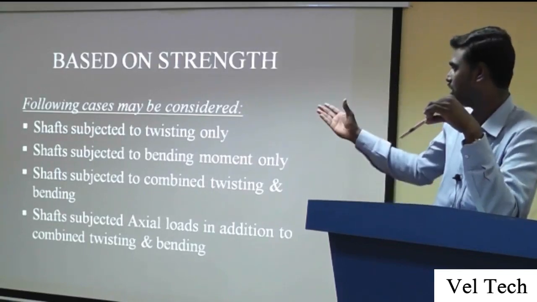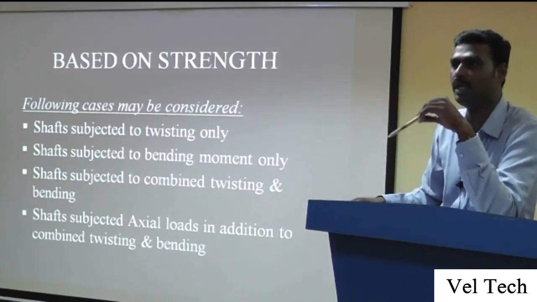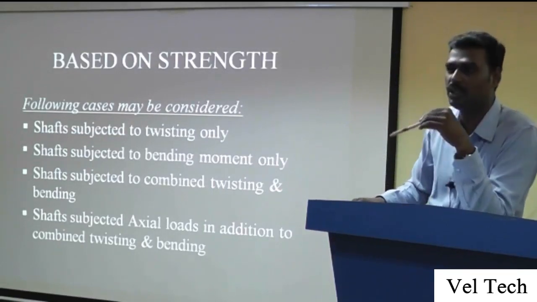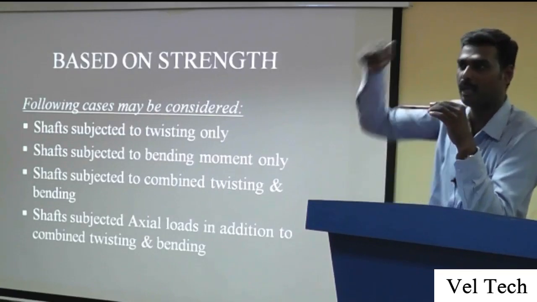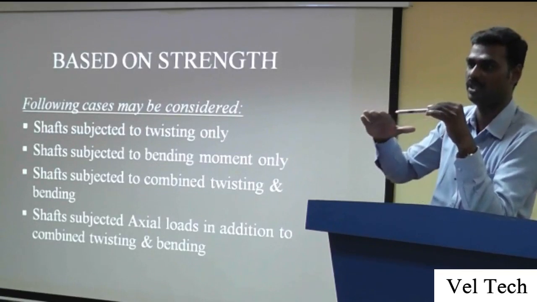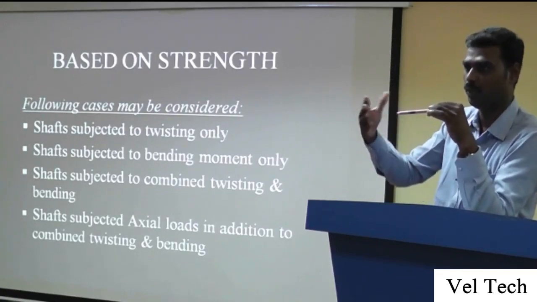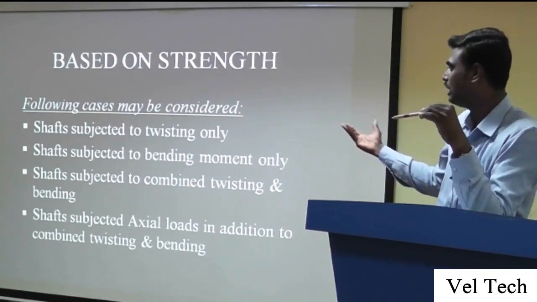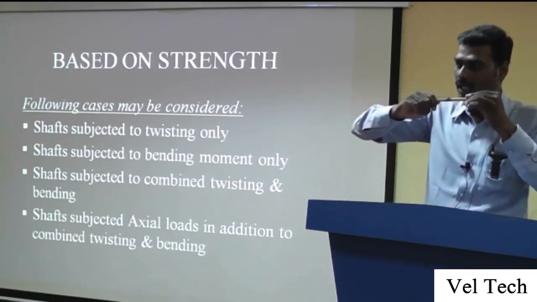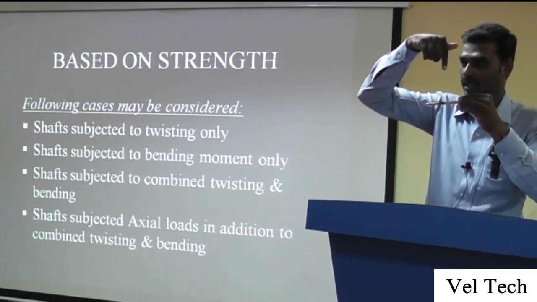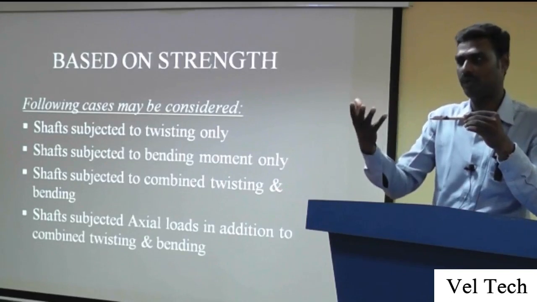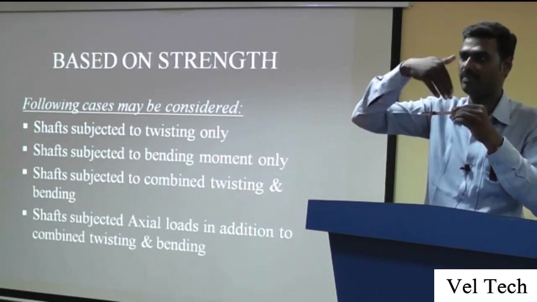And the third case is, I'm giving a torque here as well as some external forces acting on it. Okay, it may be a gear weight or due to the self weight or pulley weight, whatever it is. I'm giving a twist here as well as some vertical load here. So it's a combination of torsion plus bending. The third case deals with a shaft subjected to combined twisting and bending. And the fourth one is a shaft subjected to axial load in addition to torsion and bending.